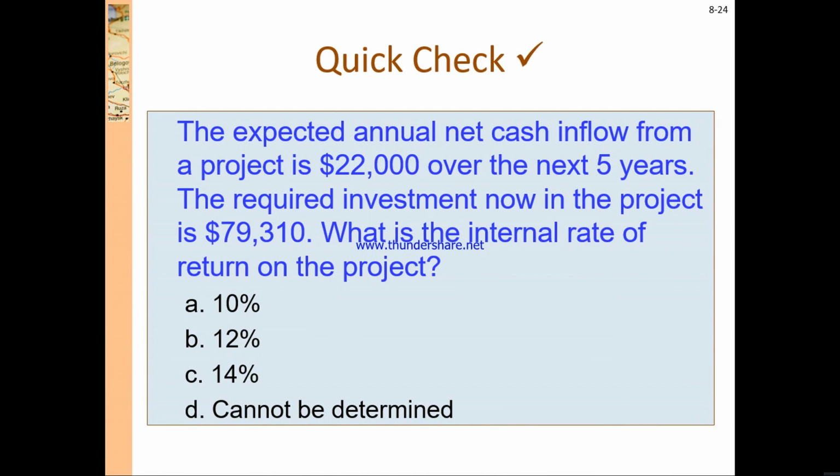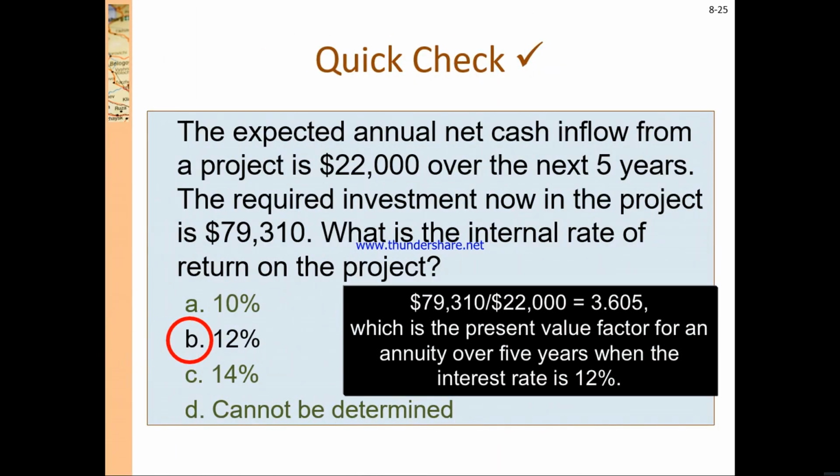So now it is time for a quick test. The expected annual net cash inflows from a project are $22,000 over the next 5 years. The required investment now in the project is $79,310. So what is the internal rate of return on the project? That is what you have to calculate.